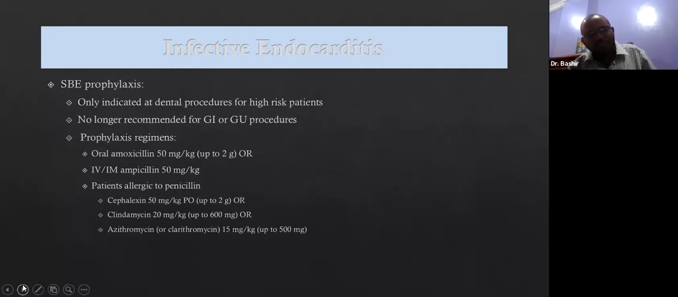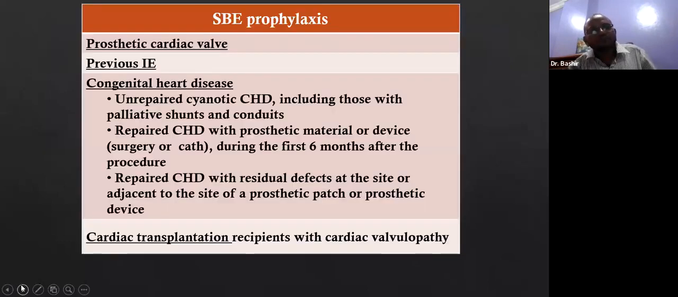SBE prophylaxis is only indicated for dental procedures, not urological or skin, and for high-risk patients. It is no longer recommended for GI or genitourinary procedures. The regimen is either amoxicillin or ampicillin. For patients allergic to penicillin, we can give cephalexin, clindamycin, or azithromycin.